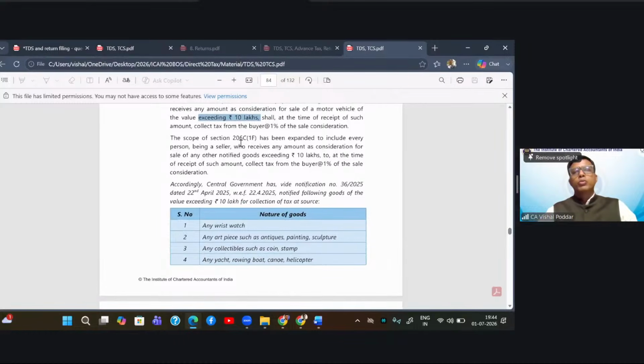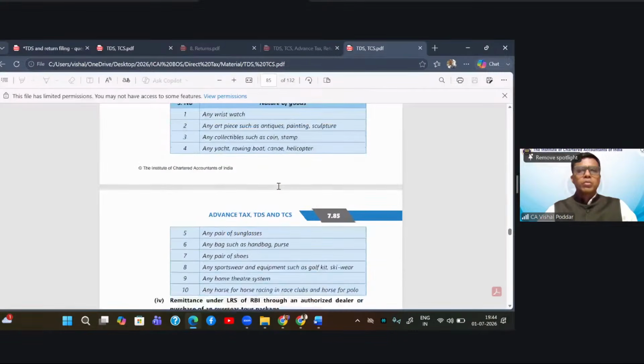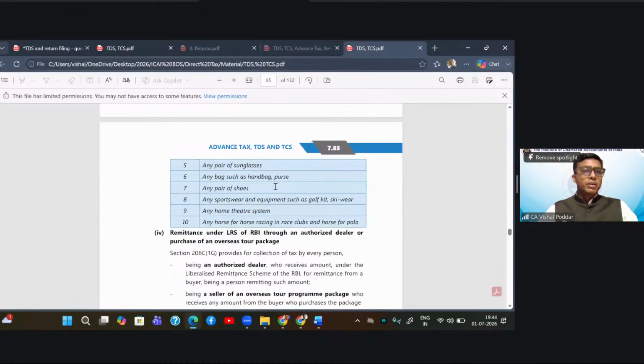Further, the scope of this section has been expanded to include every person being a seller who receives any amount as consideration for sale of any other notified goods exceeding 10 lakhs, etc. This is right now not required by us. What are the notified goods? These are the notified goods. Please make a note of this.